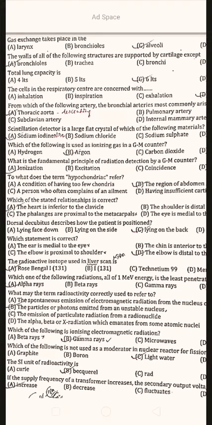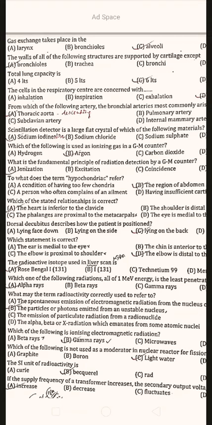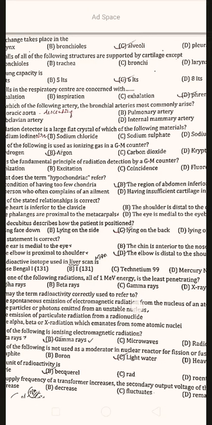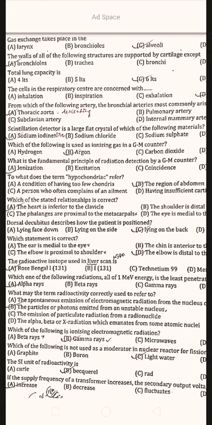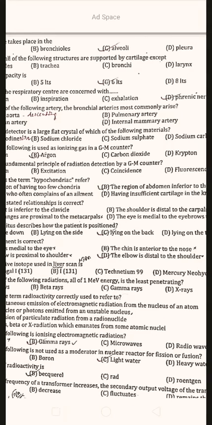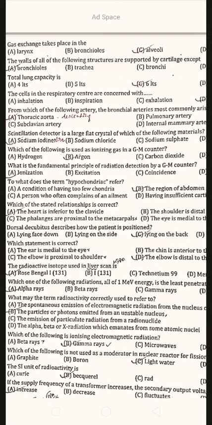Gas exchange takes place in the alveoli. It is a structural and functional unit of the respiratory system. Important question: the wall of all the following structures is supported by cartilage except which one? The trachea is made up of cartilage, the bronchi are made up of cartilage, the larynx is made up of cartilage, but the bronchiole is not made up of cartilage. That's why the correct answer will be A.